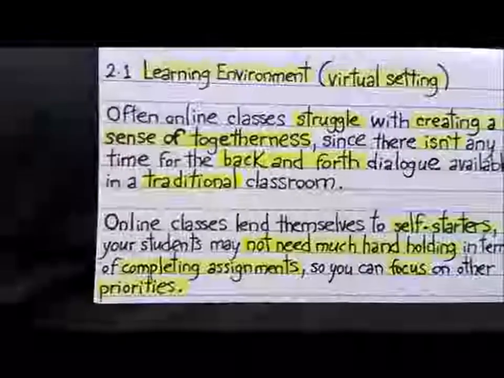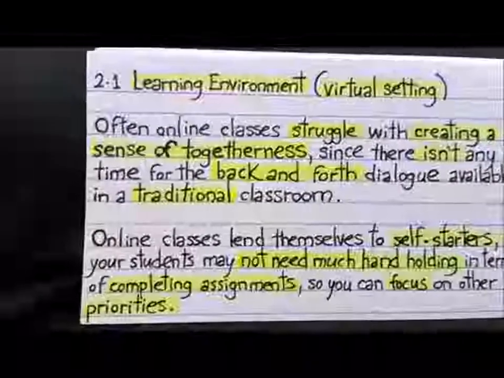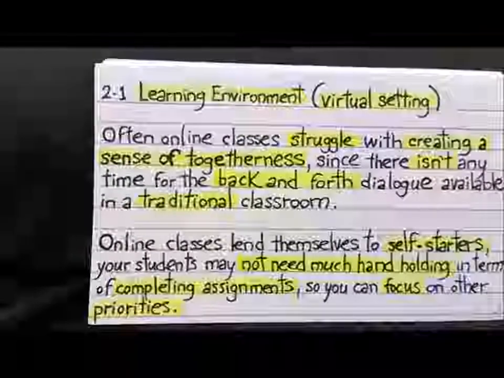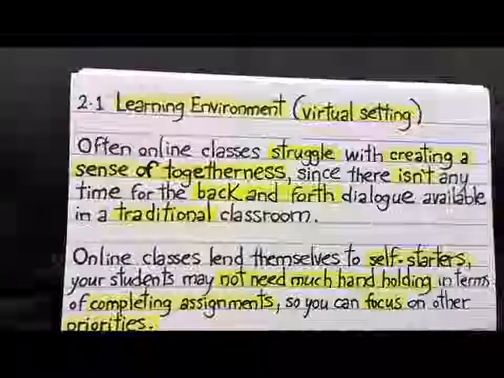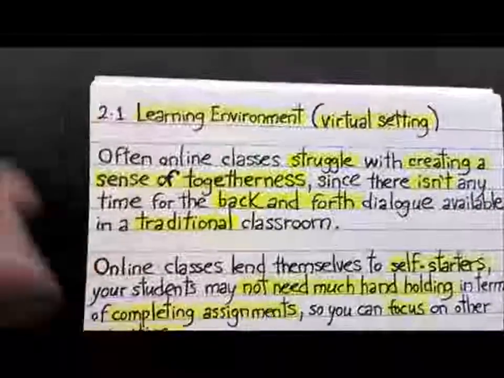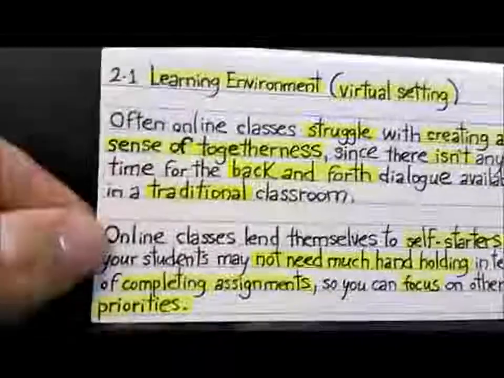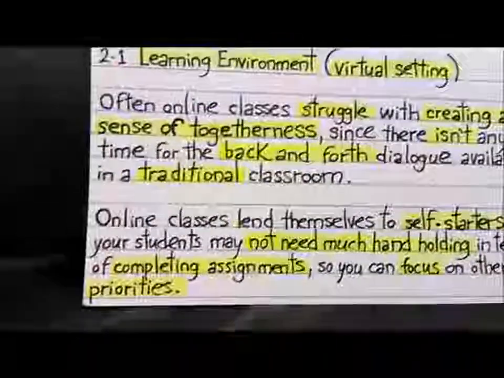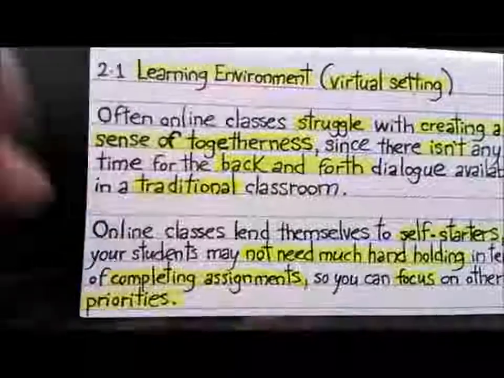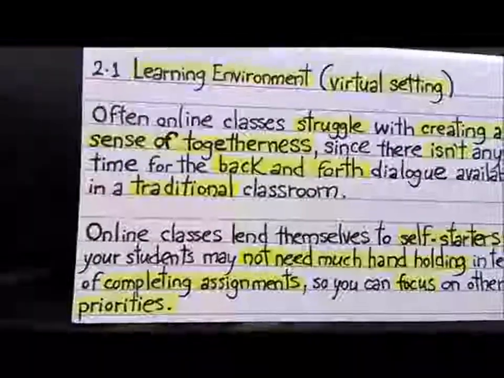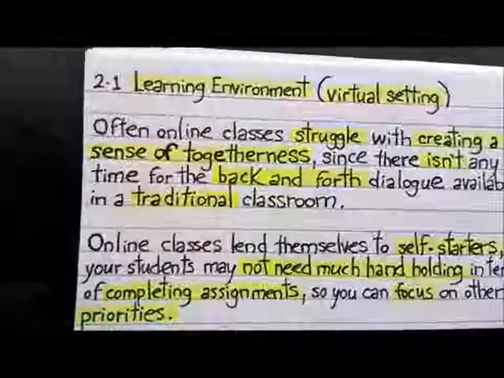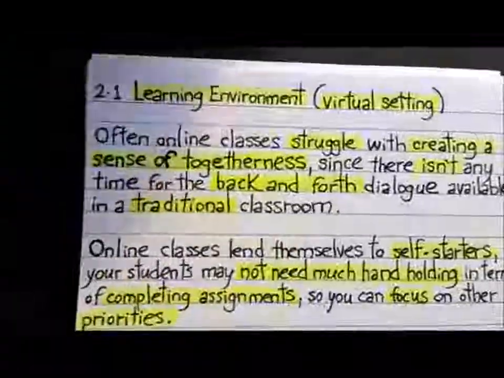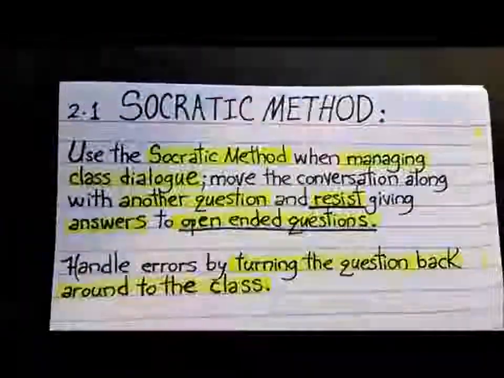Learning environment, virtual setting. Often, online classes struggle with creating a sense of togetherness, since there isn't any time for the back and forth dialogue available in a traditional classroom. Online classes lend themselves to self-starters. Your students may not need much hand-holding in terms of completing assignments, so you can focus on other priorities. That's the virtual setting.